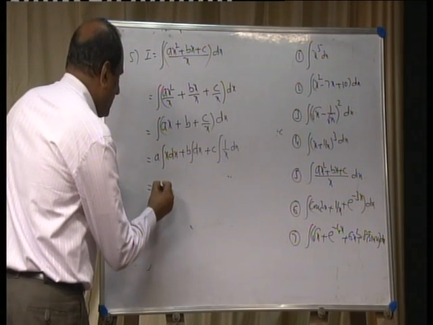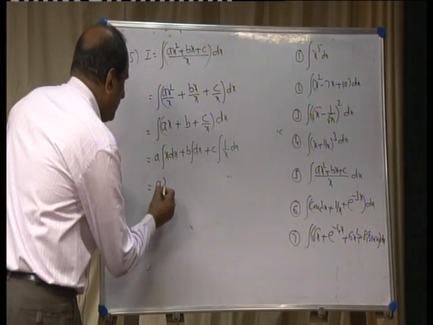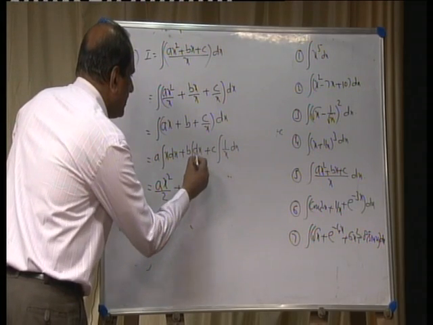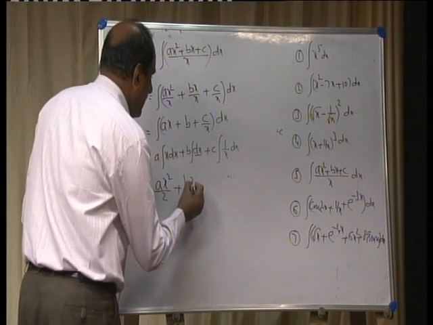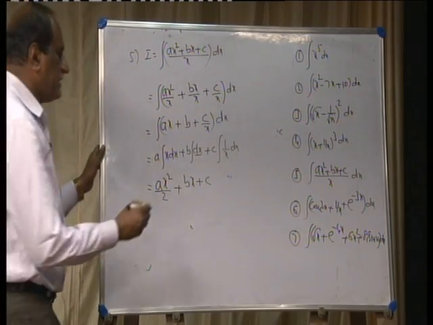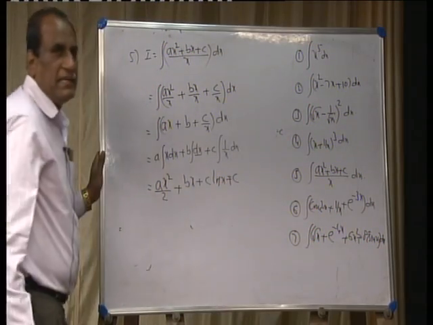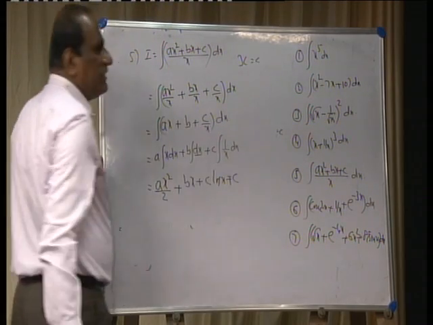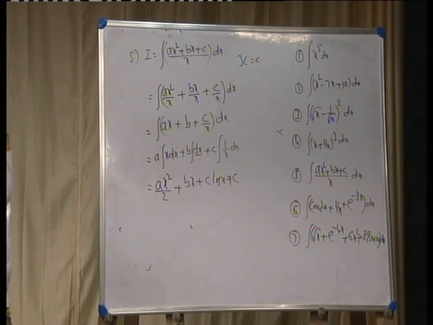a is a constant, write as it is. Integration of x is x square by 2, plus b is a constant, dx integration, that is variable of integration, is x, plus c is a constant, 1 over x dx integration is log x. Write only one c, do not write 3c. 3c is equal to c. 3 into constant is also a constant, constant plus constant is also a constant.